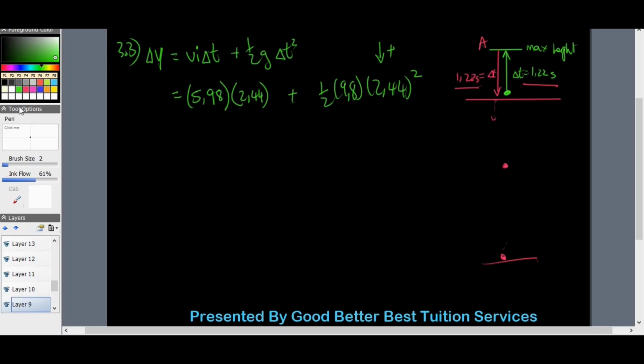Makes sense to me. Okay? Although it does take a while to sometimes process if you're thinking about two things at the same time. It's just vertical projectile motion, guys. It's just how it goes.